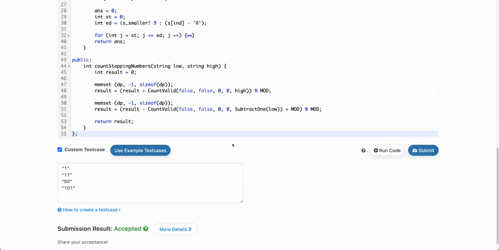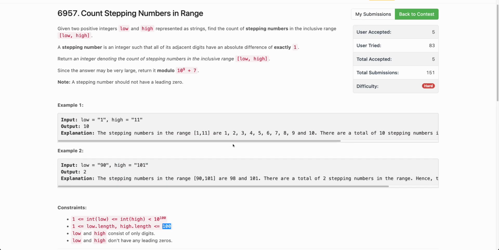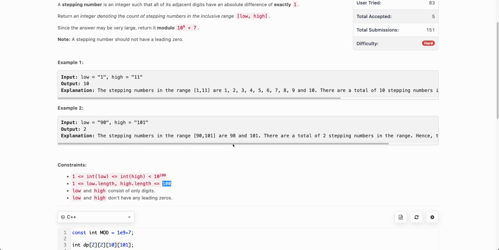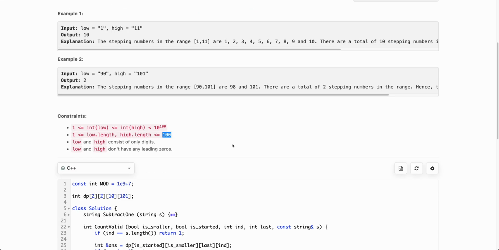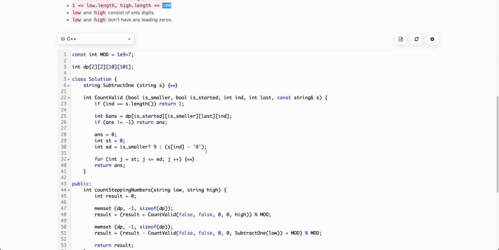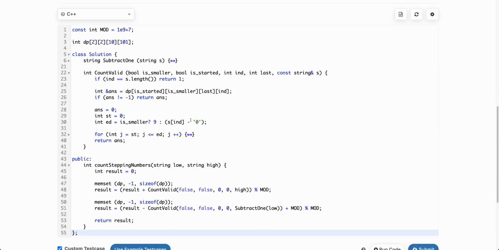So next we're looking at the code. Again, I am assuming that you have already at least tried this coding yourself. Otherwise, I think there is not much use to be true. So the solution is straightforward. We have this DP array for maintaining the state. Basically, we have these four things in the state. If you remember, is smaller, is started, index, and what is the last element that we have taken. So we have maintained this 4D array to store the state, so that we don't need to recompute the same state again and again.